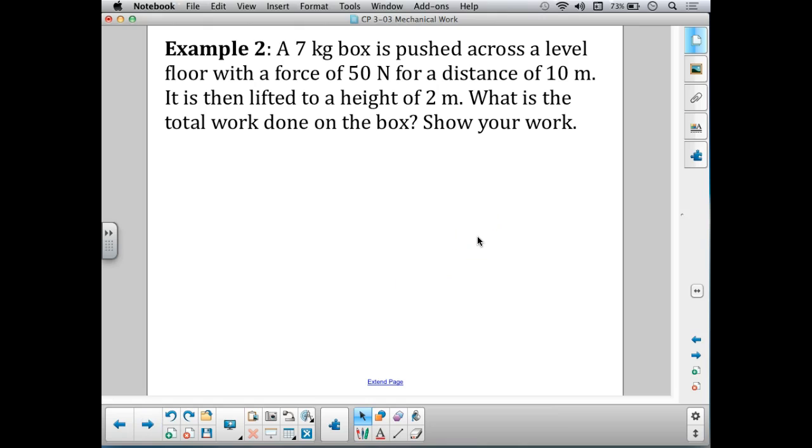Let's try another example that is going to be a little bit more complicated. So example number 2, a 7-kilogram box is pushed across a level floor with a force of 50 newtons for a distance of 10 meters. It is then lifted to a height of 2 meters. What is the total work done on the box? What I'd like you to do is pause the video, try this example, and then wait for the solution.